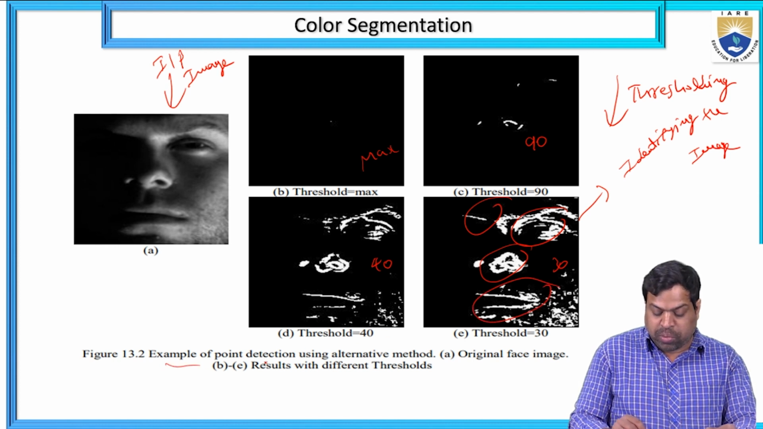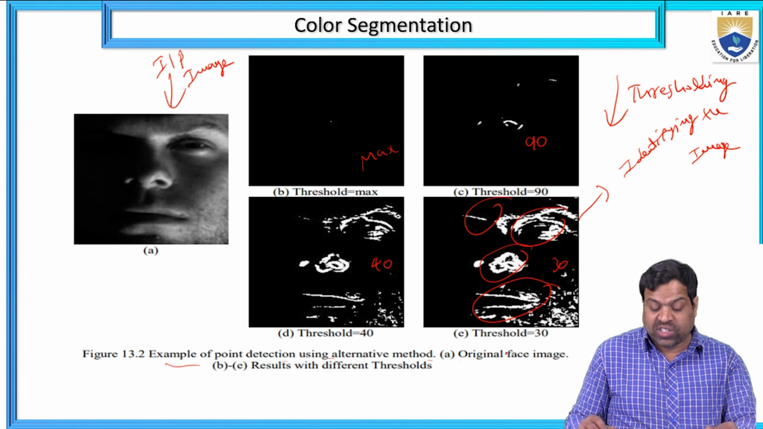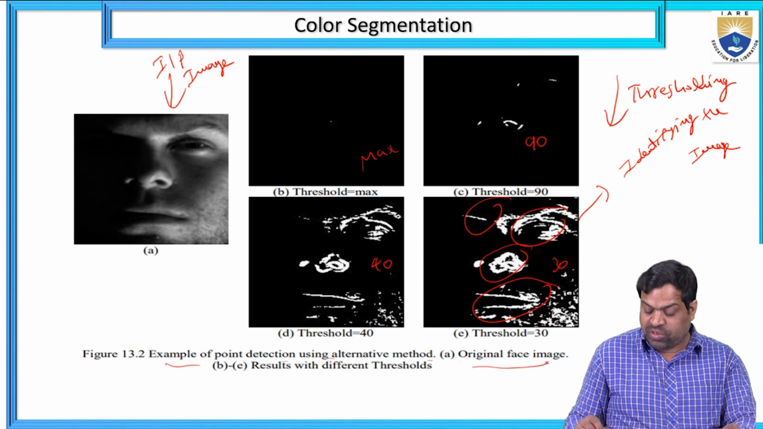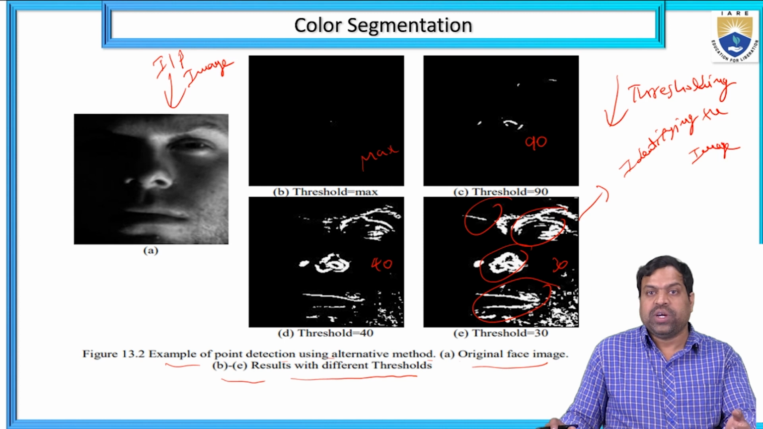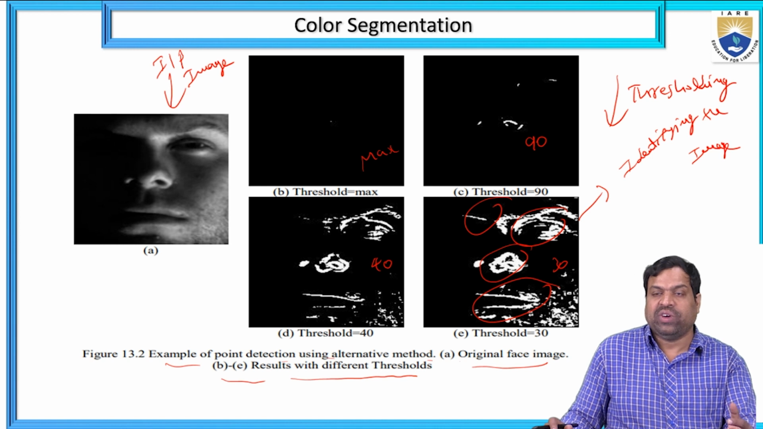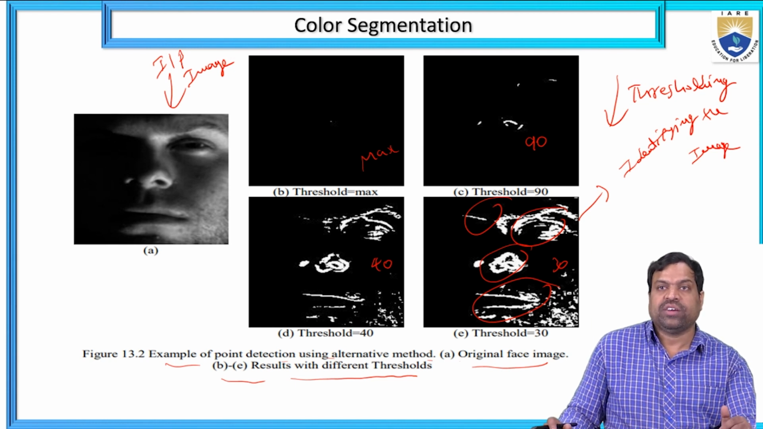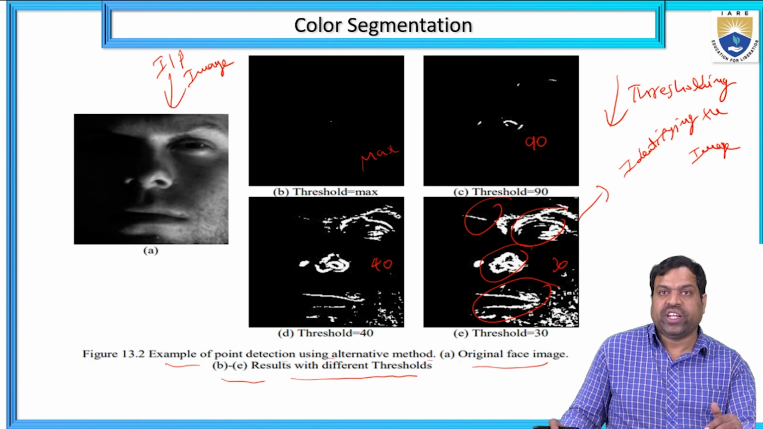But this is an example of point detection using the alternative method. What does the alternative method mean? We are decreasing the threshold levels. Here is the original face image, and B to E are results of different threshold levels, identifying the image while reducing the thresholding levels. We are not taking so many threshold values, just around 90, 40, 30 like this. In the previous one, we took 440, 220, 110, 80, 56 like that. But here I am taking different levels of thresholding. That is another image, another technique, an alternative method of image segmentation.